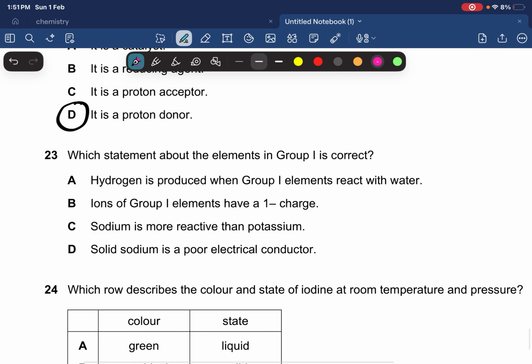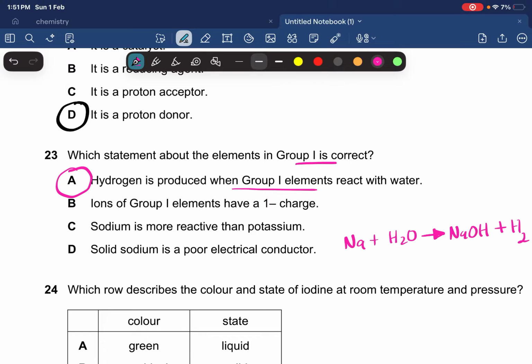Which statement about elements in group 1 is correct? Hydrogen is produced when group 1 elements react with water. That's 100% correct. Because if you have sodium and you make it react with water, what are you going to form? You're going to form NaOH plus H2, right? That's simple, that's easy, that's what you've learned.